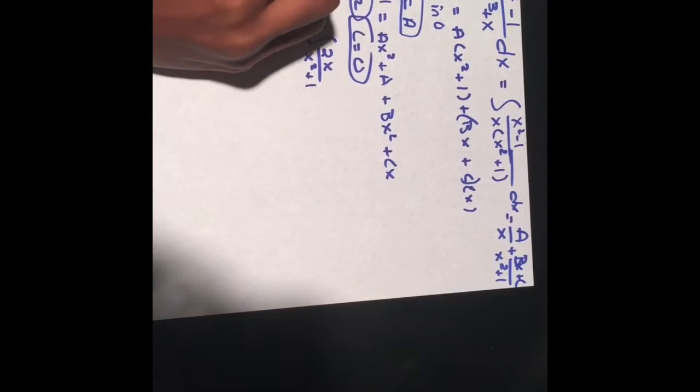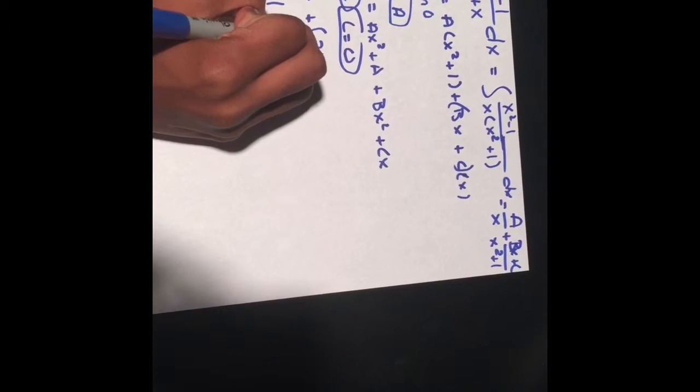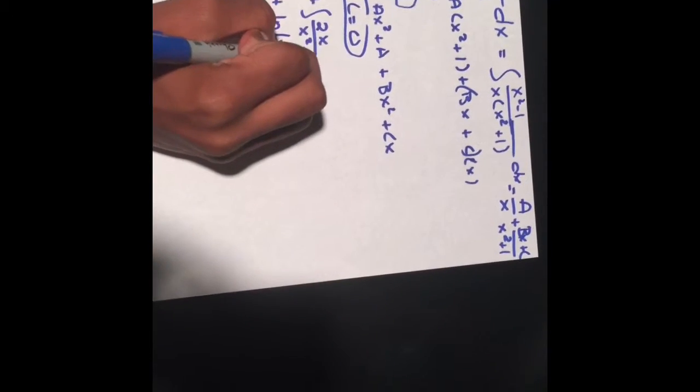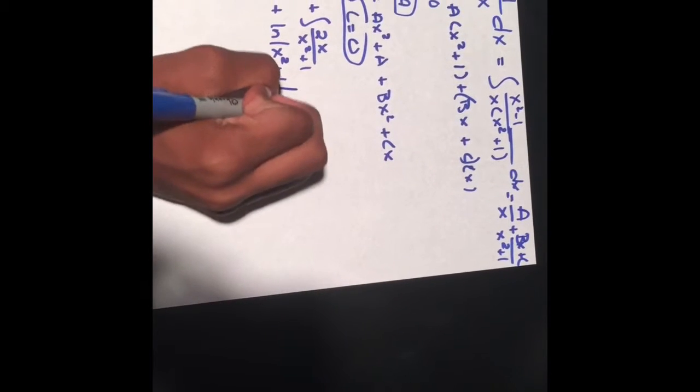So basic integration rules tell you that this is going to be the negative natural log absolute value of x plus the natural log of x squared plus 1 plus c. And once again, because they're both natural logs, we can simplify this even further to the ln of the absolute value of x squared plus 1 divided by the natural log of x, plus c.